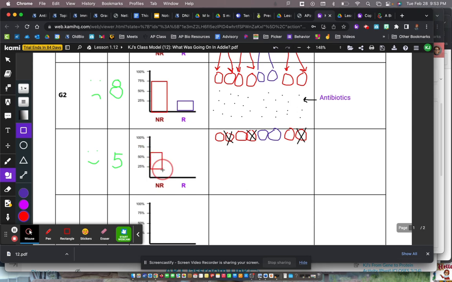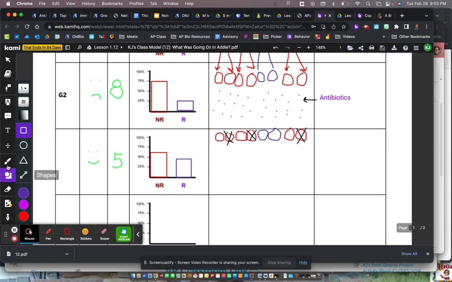So I'm going to make the graph look like this. Okay, and now 2 out of the 5 are resistant. So I'm going to make the resistant be about 40%. I don't know if I did that very well. I'm going to try that one more time. 40% is a little bit higher than I made it. Okay, so because we added antibiotics, I want you to compare this graph to this graph. We're starting to see a change in the population because we added antibiotics.